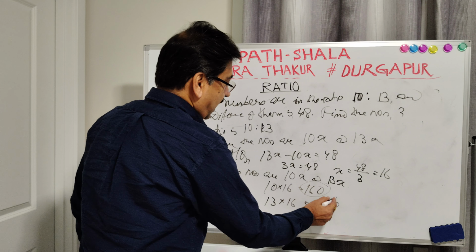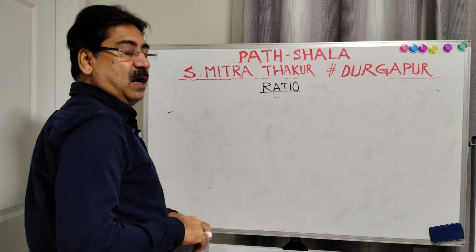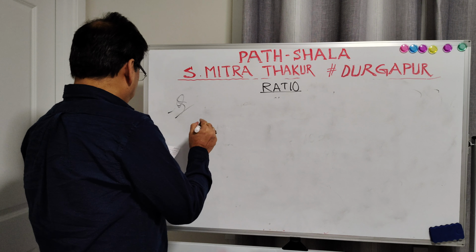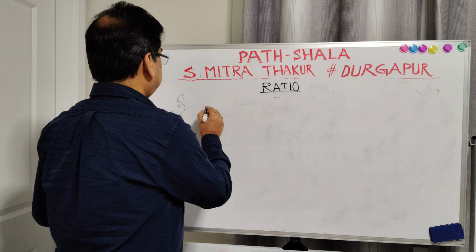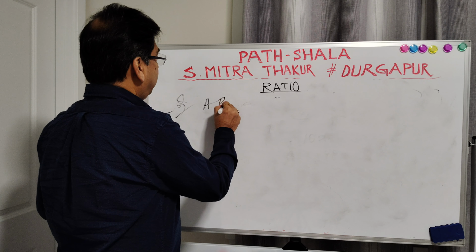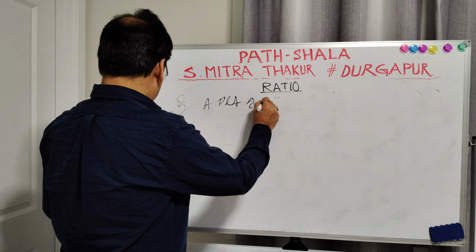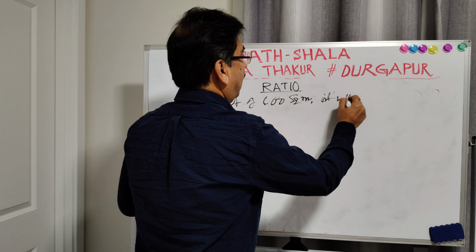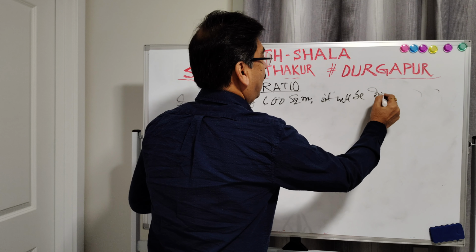So what type of maths will come from the ratio chapter? I am showing you the different kinds of mathematics from the ratio chapter. It is another type, that is a plot. It is a word problem, right? A plot of 600 square meter is there. It will be divided in first and second part.